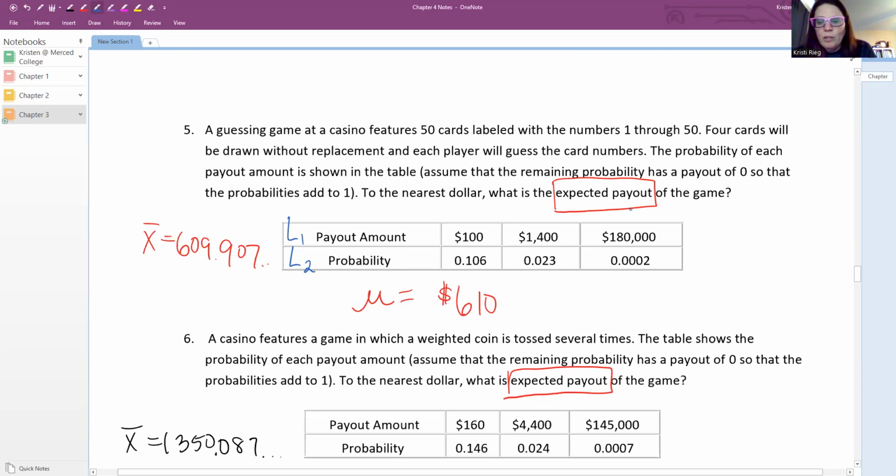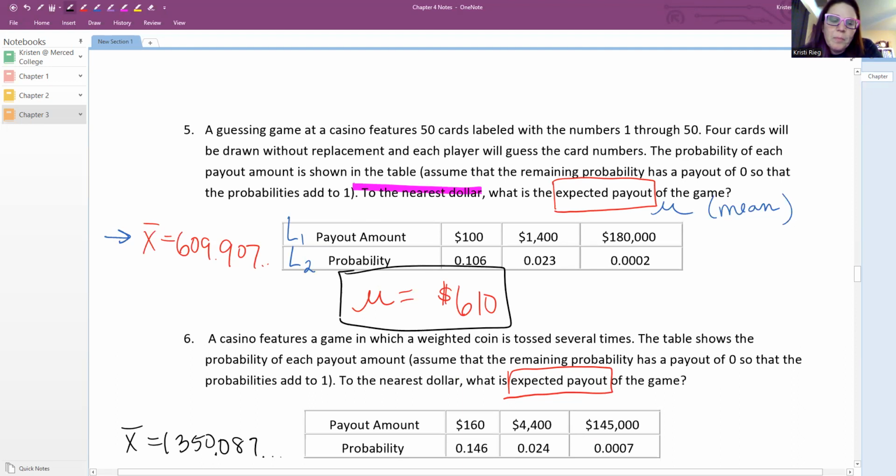So that means we're looking for mu. The expected payout is the mean, or mu. But on your calculator, it's written as x bar. So once you type that in, that was the value you got in your calculator. But the final answer, it does say to round to the nearest dollar. So the final answer is going to be $610.